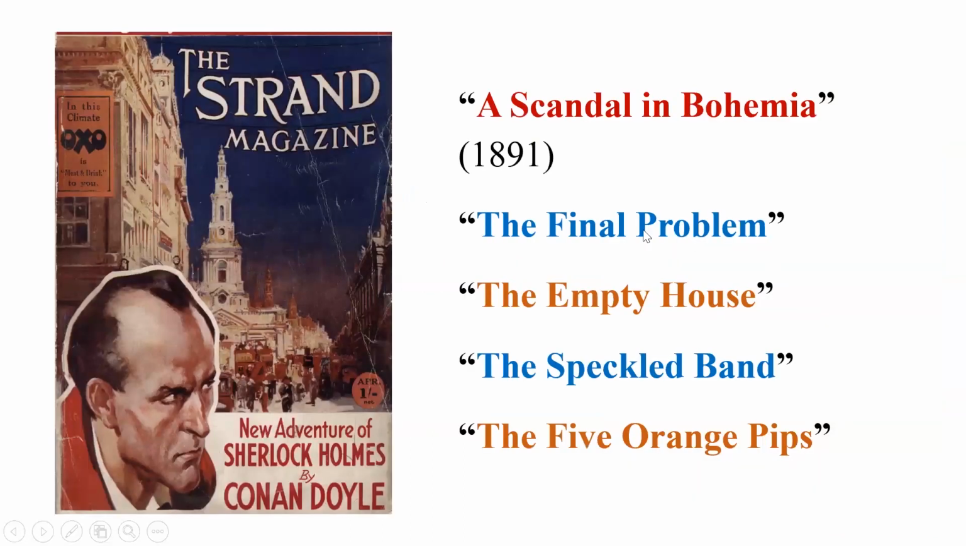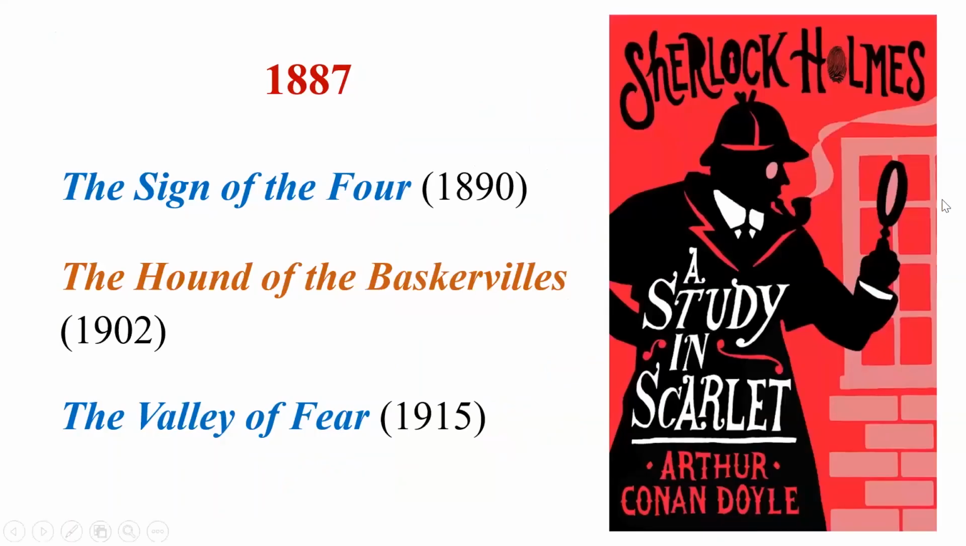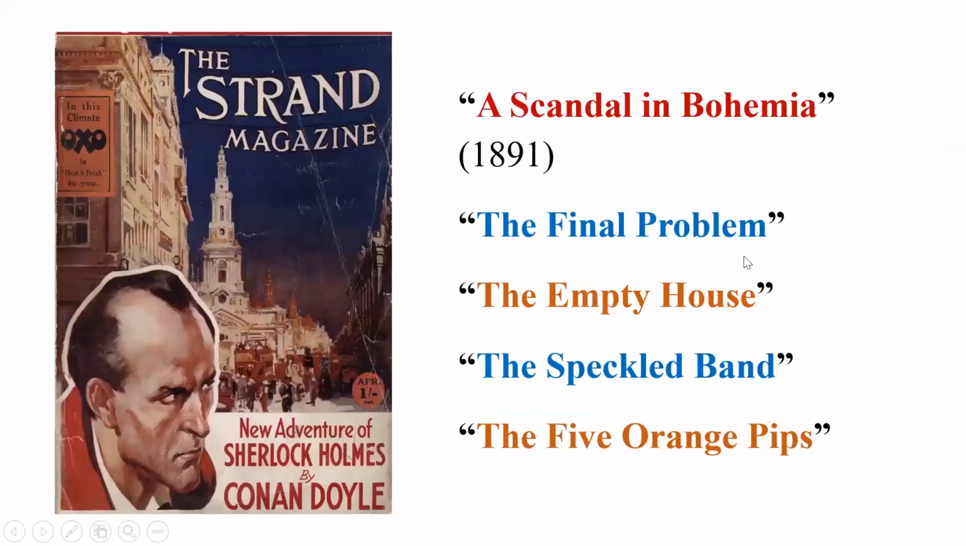Then some of his famous short stories: A Scandal in Bohemia. This is the first short story in which he introduced Sherlock Holmes and Dr. Watson. You should remember, A Study in Scarlet is the first novel in which he introduced Sherlock Holmes and Dr. Watson. Other famous short stories: The Final Problem, The Empty House, The Speckled Band, something with a snake, and The Five Orange Pips. And these stories were published in a magazine called the Strand Magazine, S-T-R-A-N-D.